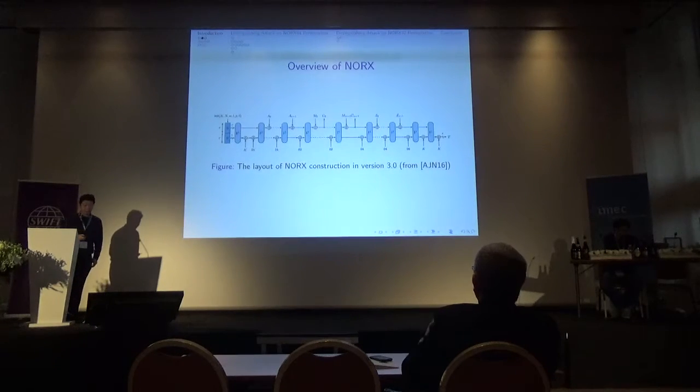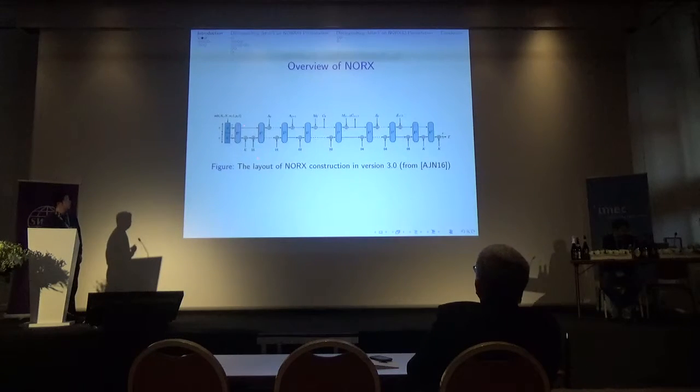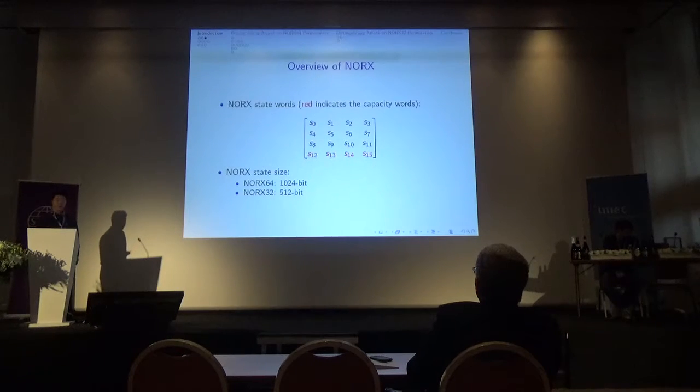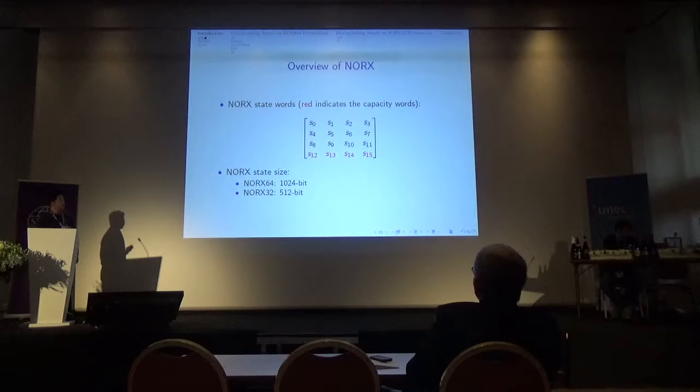Here's an overview of the NORX AE scheme. It takes the nonce and the AD message, then it will output a tag. The NORX state is divided into a 4x4 matrix, like shown here. The first row is the rate part, and the last row is the capacity. The state size is either 1024 bits or 512 bits, depending on the word size.